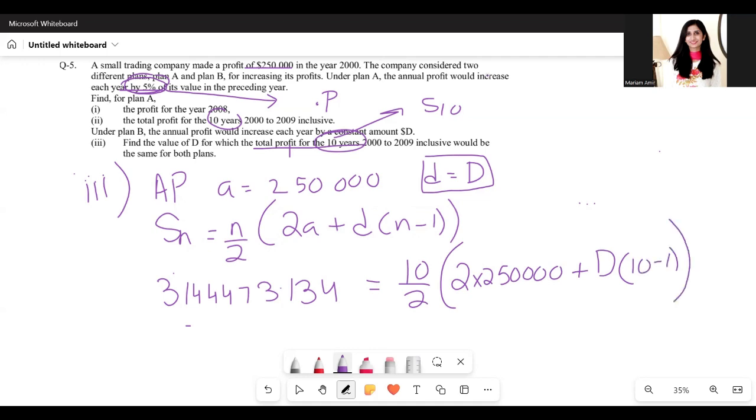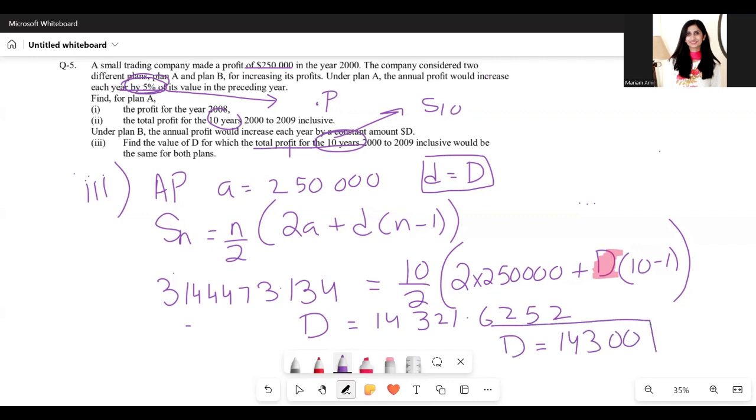Now the rest of this is algebra. I expect you to do this on your own. Make D the subject and the answer should come out to be 14,321.6252, and rounded to three significant figures, it's going to be 14,300. This should be the answer.